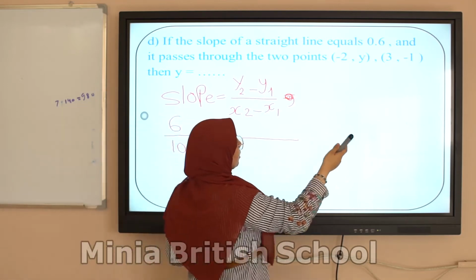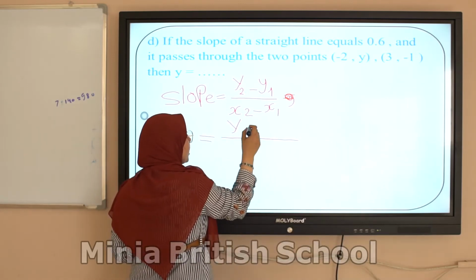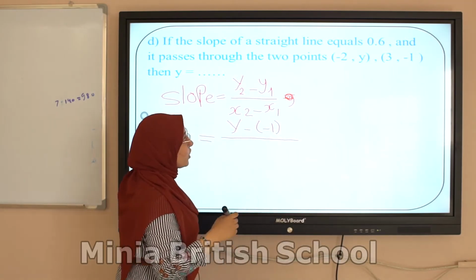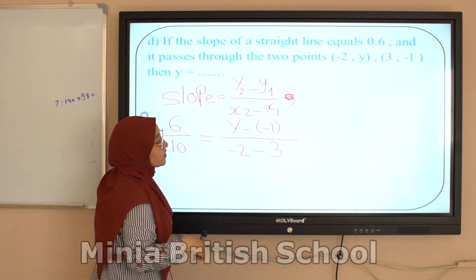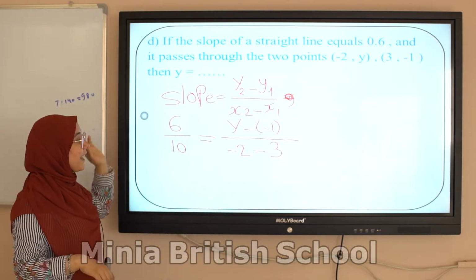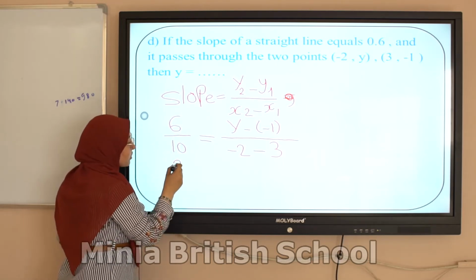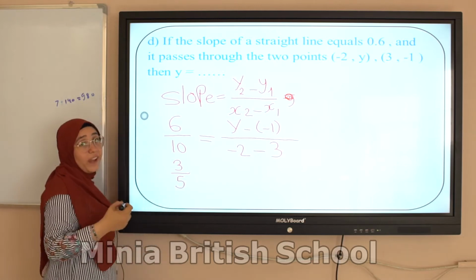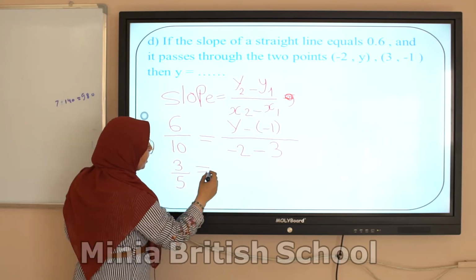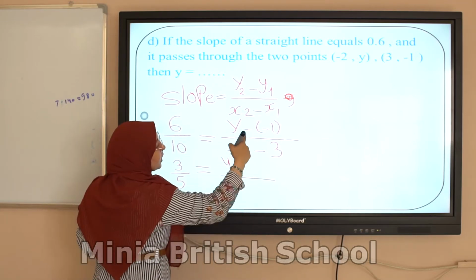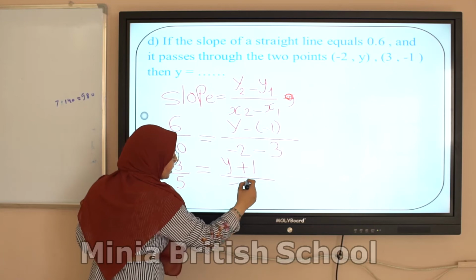So I will start with this point or this point, as you like. Y minus negative 1 over negative 2 minus 3. You can simplify 6 over 10 by dividing by 2 up and down. We get 3 over 5, equals y plus 1 over negative 5.